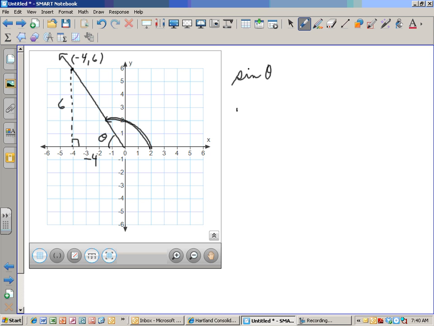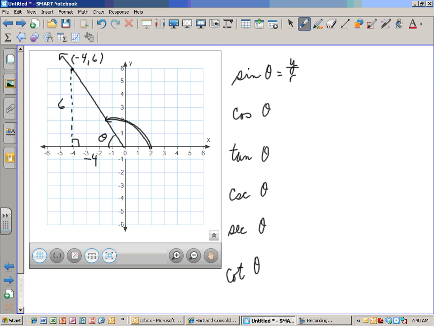Sine, cosine, tangent. Don't forget those 3. Then it's simply reciprocals. Cosecant, always in this order. And as we talked about yesterday, in this triangle here, opposite, which is your y value, over hypotenuse, which we call r.